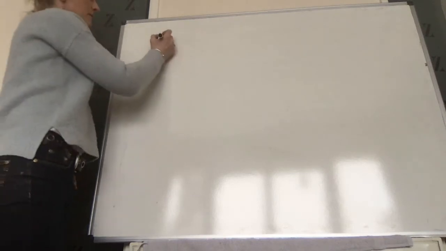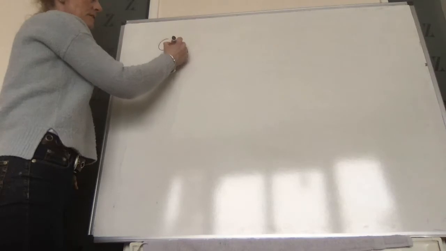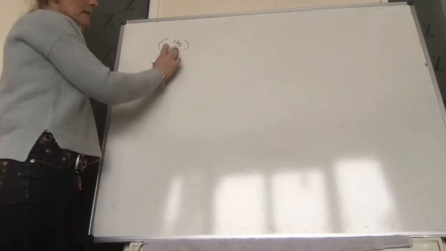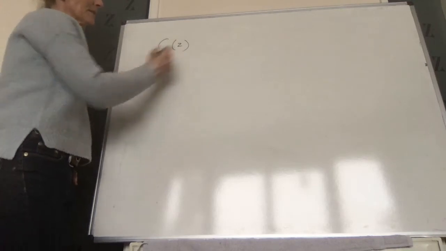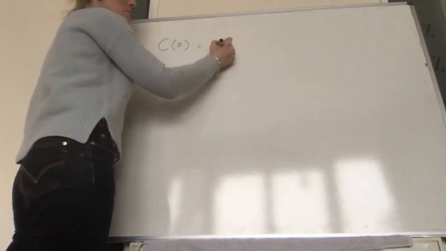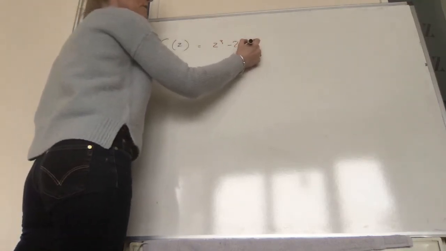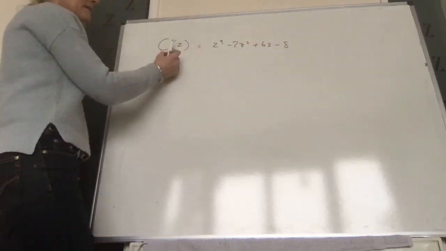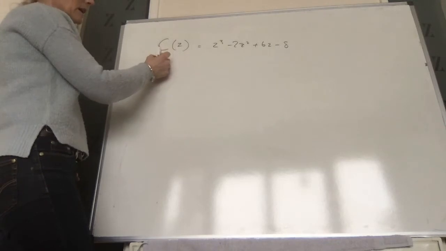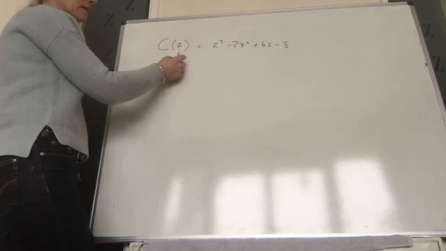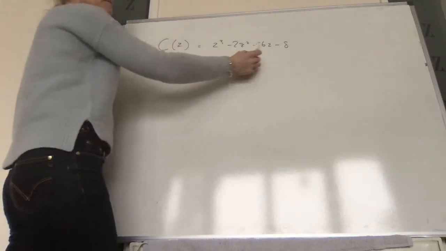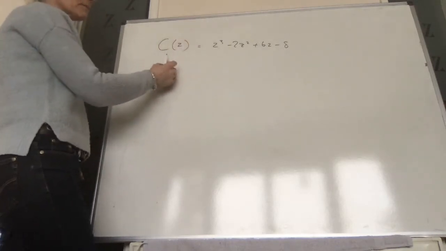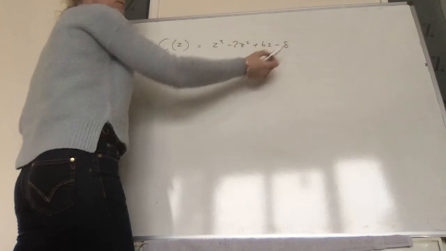Okay, so if we have a function f of x, or maybe I'll just use a different letter for a change, c of z. So I have a function c that depends on a variable z. So if c of z is z cubed minus 2z squared plus 6z minus 8, c might be the cost of something, and z might be the number of items that you're making. So your cost, or your profit it might be, depends on the number of items you make.